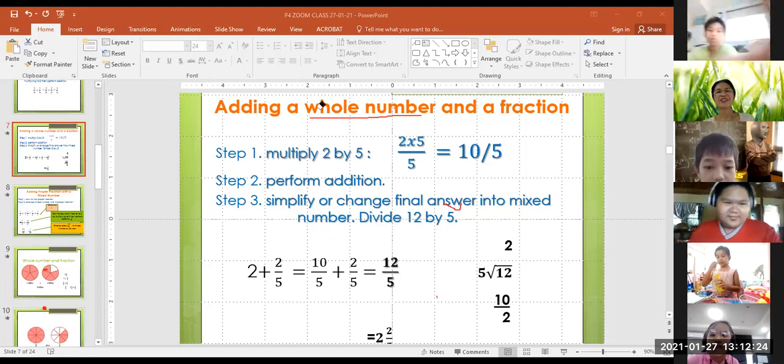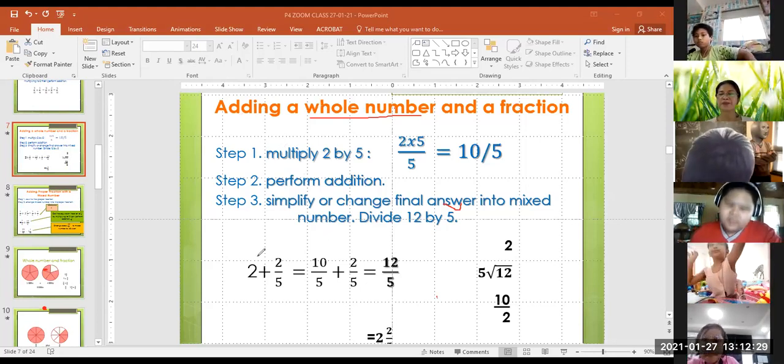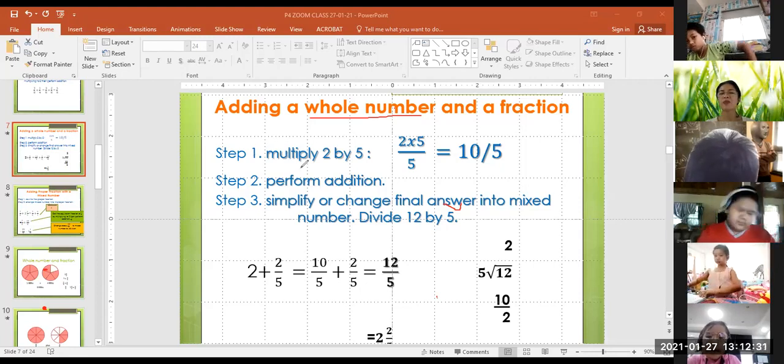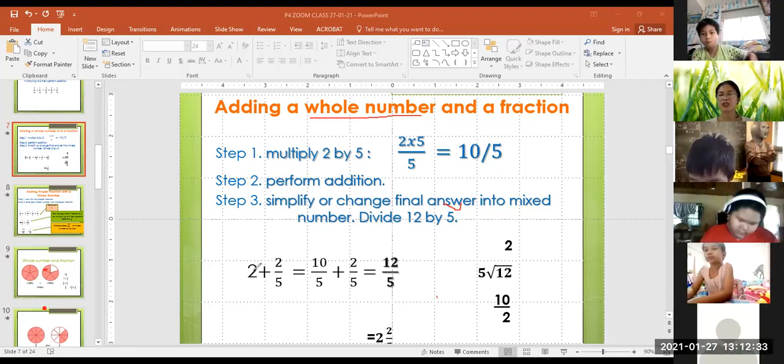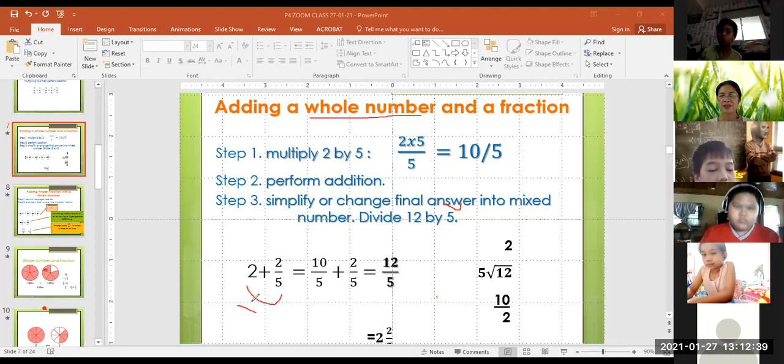Okay. So as we say, step 1, you will multiply 2 times 5. So you get 10. That is the answer there.